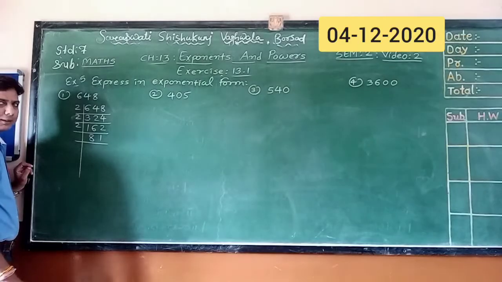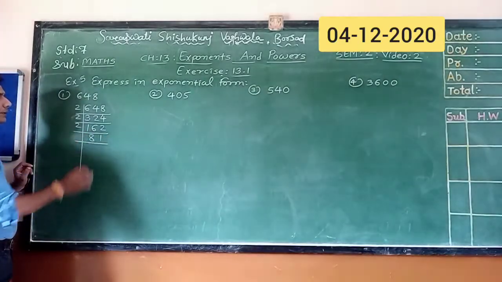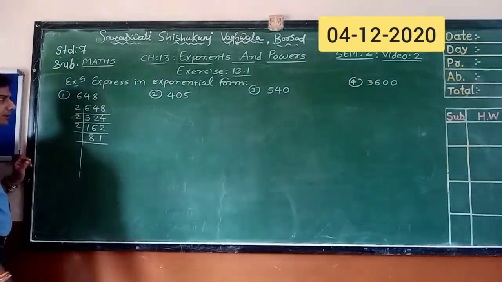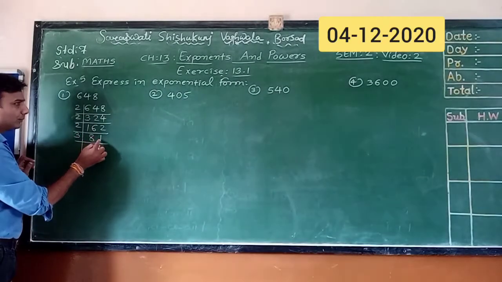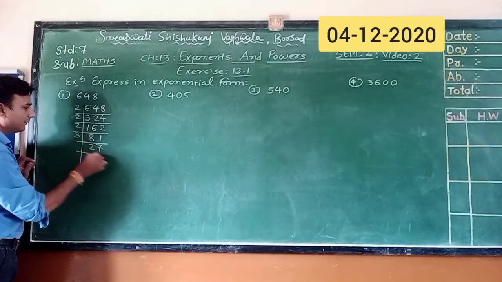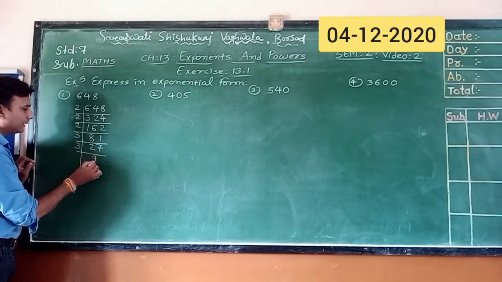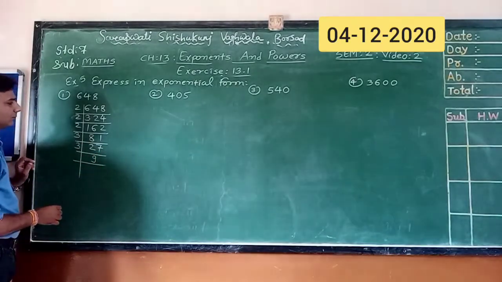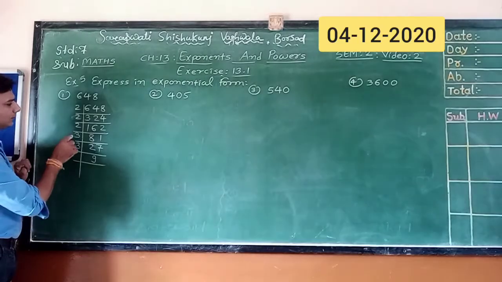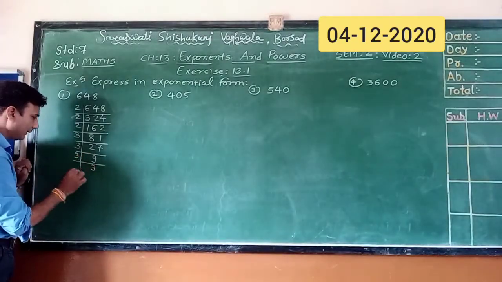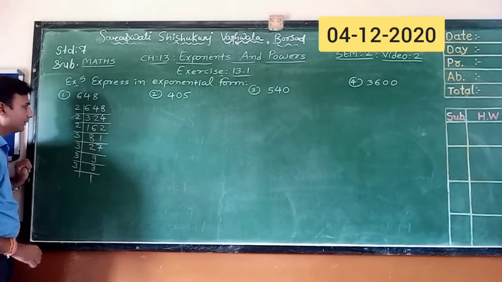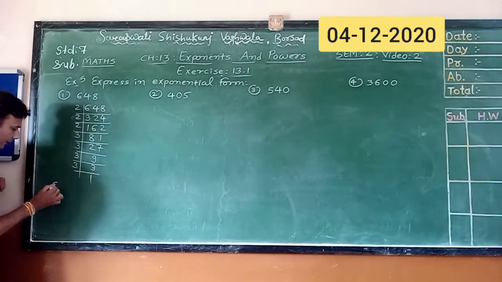Now 81. 81 is not divisible by 2, so we can divide by 3. 3 2s are 6, 2 remain 27, 3 9s are 27, 3 3s are 9, and 3 1s are 3. That gives 648.